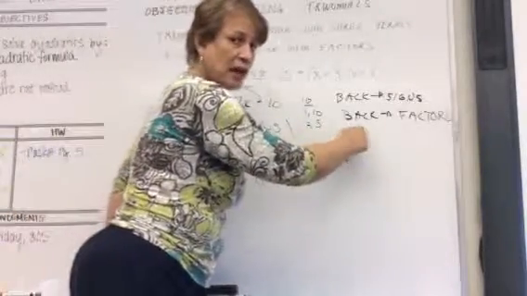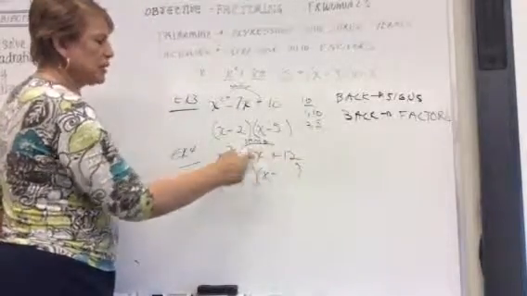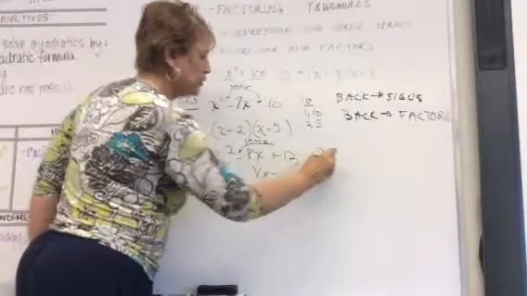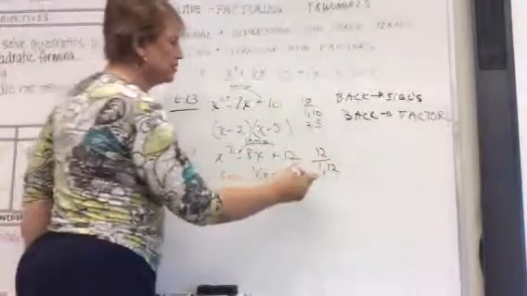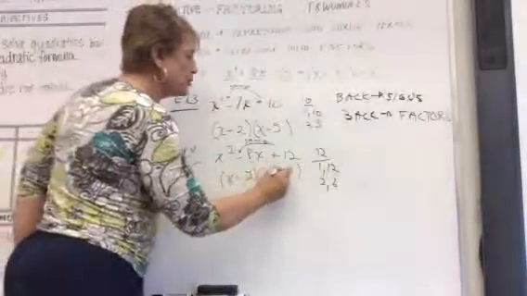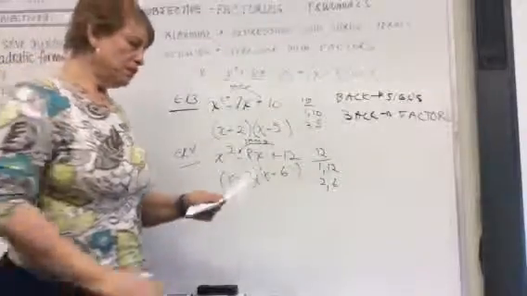To get my factors, I go to the back. What factors of 12 do I add to get 8? So is it 1 and 12? Nope. That gives me 13. 2 and 6, that's it. Doesn't matter where you put the factors, because the signs are the same.